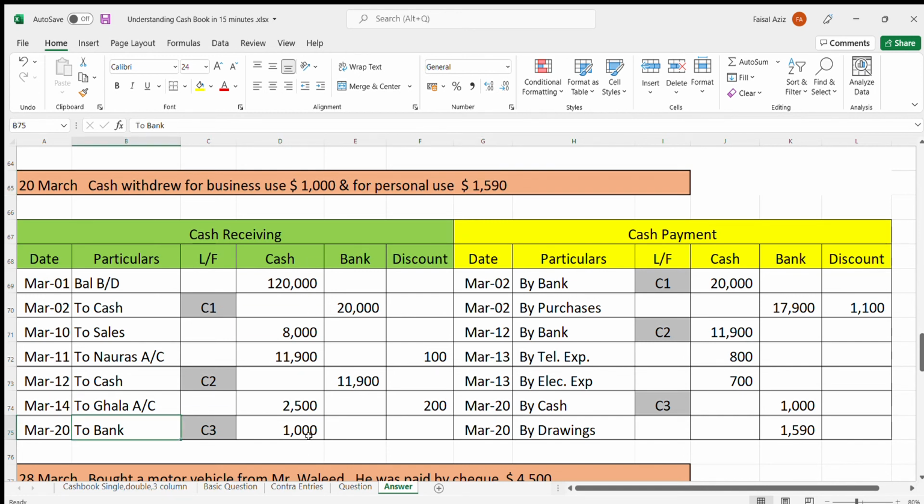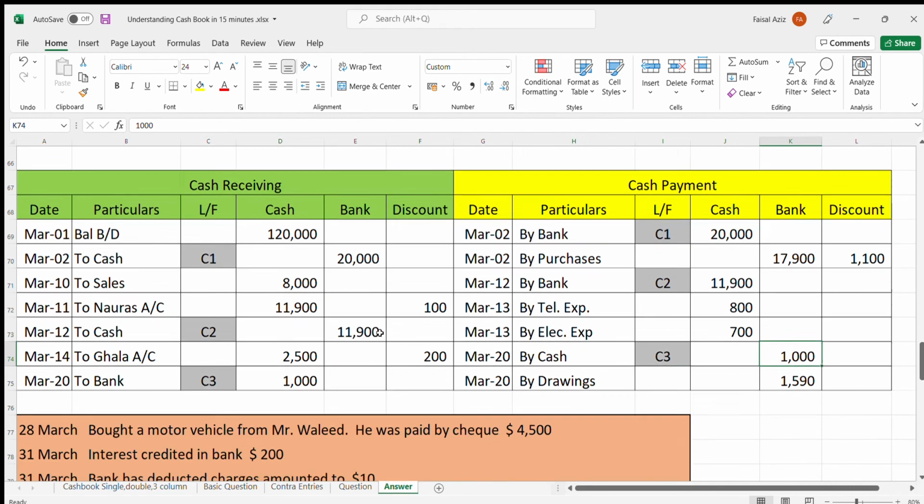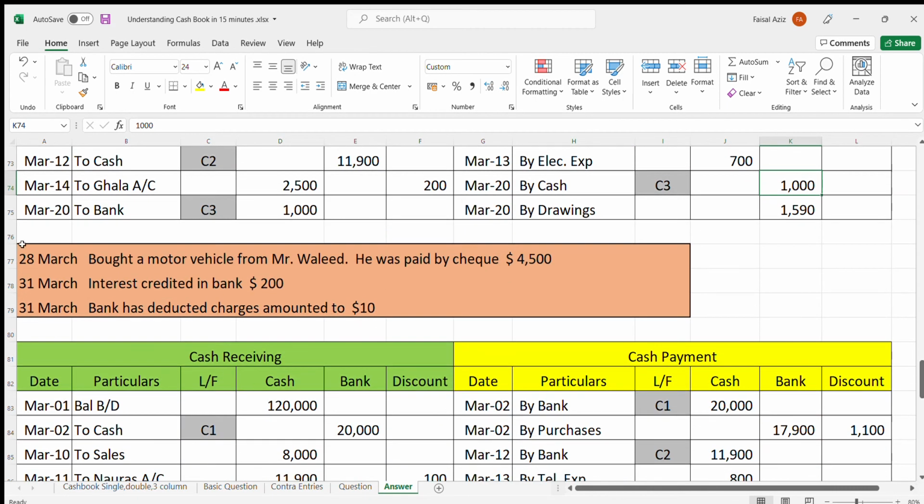We put this cash in the cash column on the left side, 1000, and by cash we put here on the right side under the bank column 1000, and the personal drawing we have mentioned with this pretext of by drawing 1590.